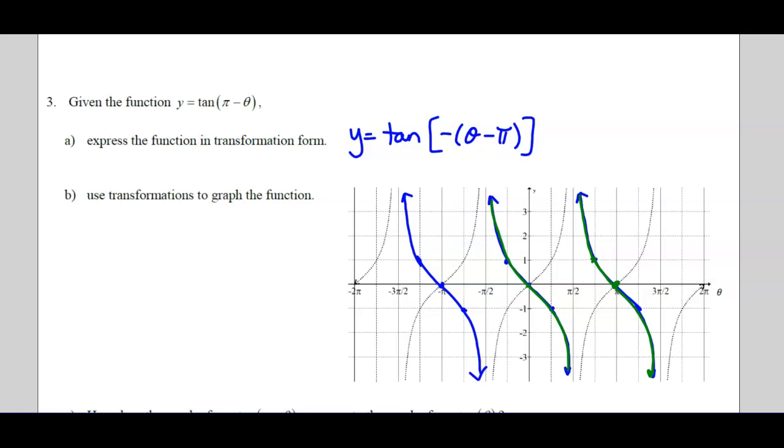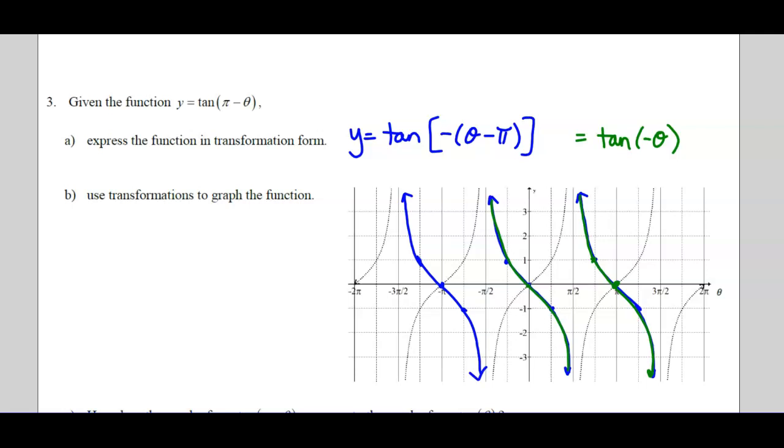Good. That's okay, right? But I kind of want that argument to be theta. We can't. So this, we could show it as tan of negative theta. What's another way we could represent this? Negative tan theta. Negative tan theta.